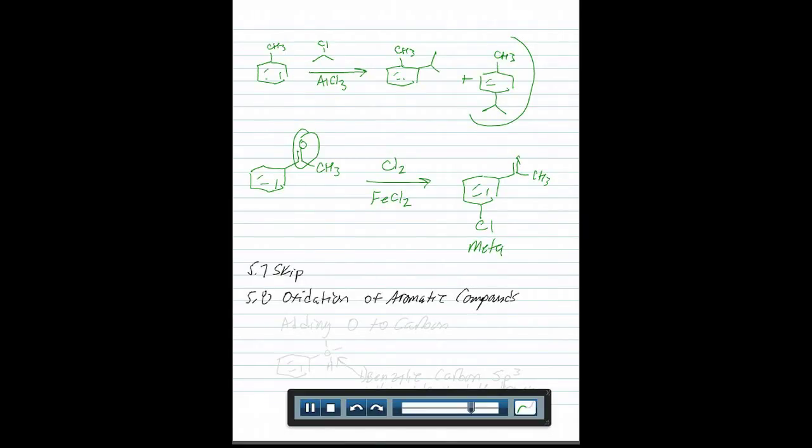We're going to talk more about the synthesis of these compounds in class. When we get to 5.10, it's about the synthesis, so we'll talk more about that in class. I like to do those in class. But 5.8 we're going to go over. That's the oxidation of aromatic compounds.